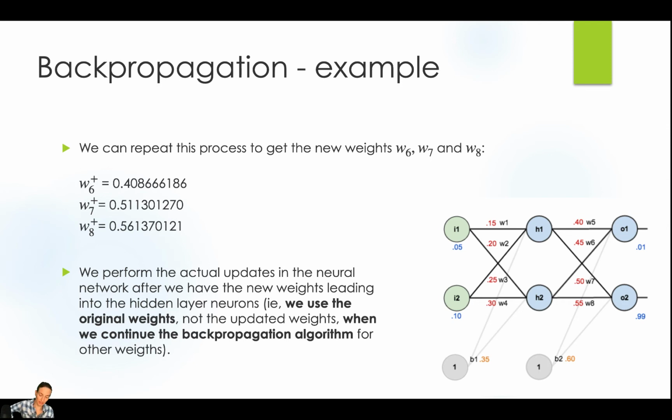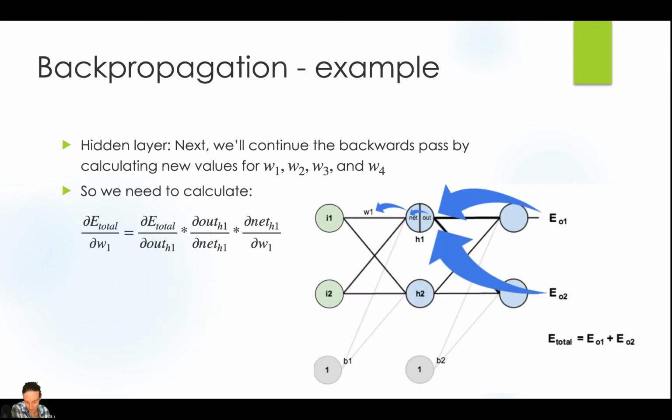Now we do the same thing for each of the weights in the network. Noting actually that to calculate a change in weight W6, W7, we still use the original value of W5. So we don't change the weight yet until we do the backpropagation for the entire network. Okay. All right. So let's move on.